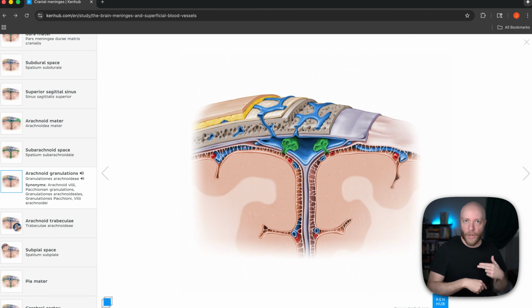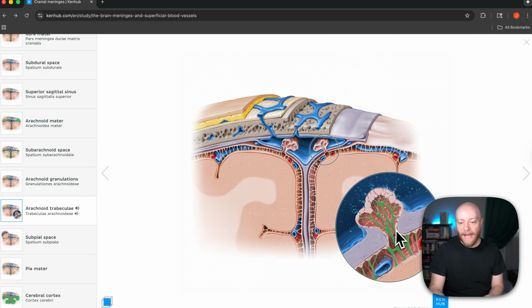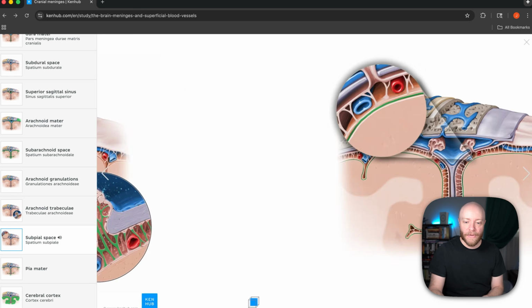There's a whole pattern of flow for CSF, cerebrospinal fluid. And eventually it'll make its way to these arachnoid granulations, and it'll then just go back into becoming the blood, so it's cyclical. Right? Was blood, then becomes CSF, then goes back to being blood. And so the arachnoid granulations are where that is going to happen. And again, then we have the arachnoid trabeculae, which are also made of loose connective tissue.